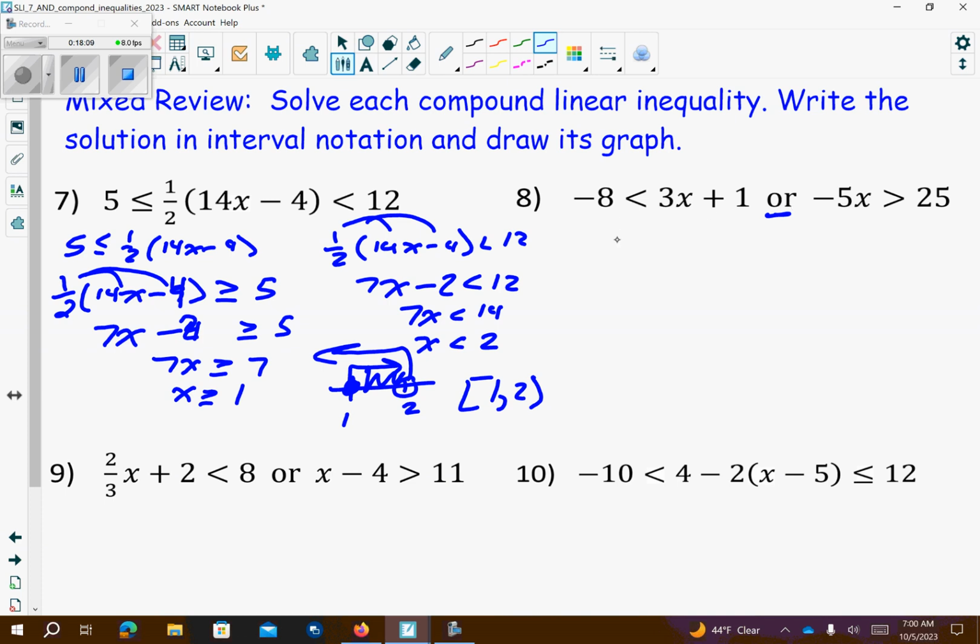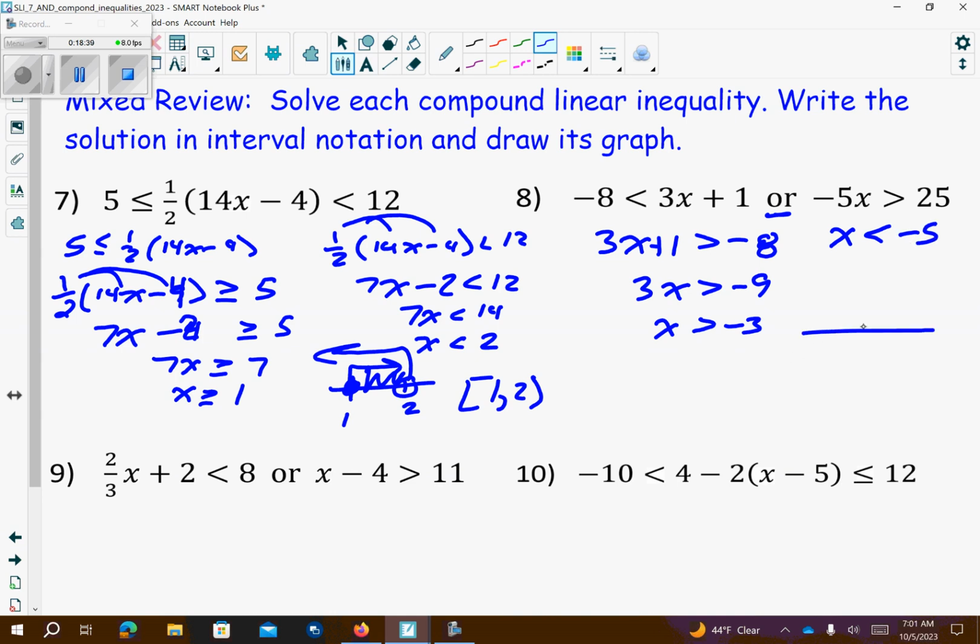So I'm going to subtract 1 from both, or I'm going to flip this whole problem over first. Flip the sign over. I'm going to subtract 1. So negative 8 minus 1 is negative 9. Divide both sides by 3. So I get negative 3. The sign doesn't flip because I only divided by a number. I'm going to divide both sides by negative 5. The sign flips over here because I divided by a negative 5. 25 over negative 5 is negative 5.